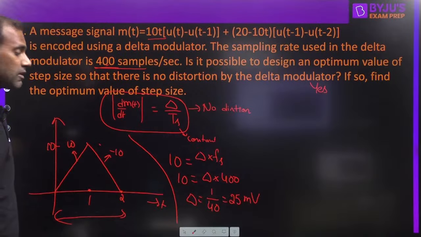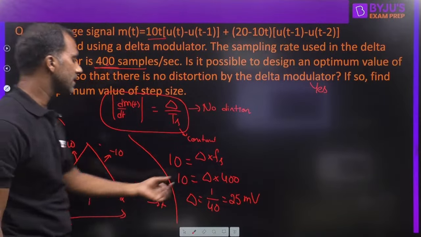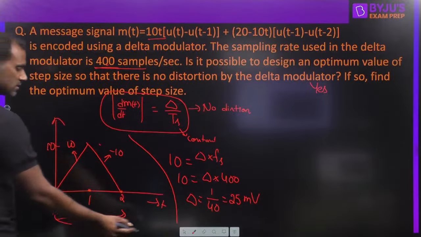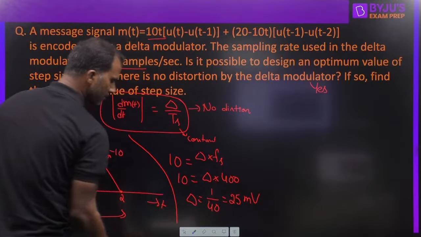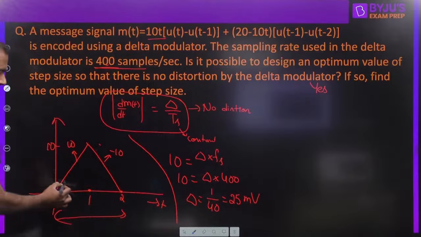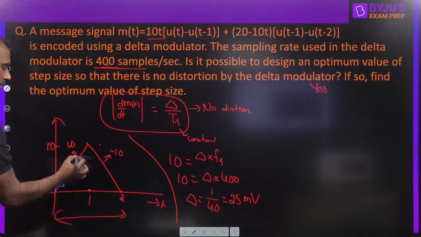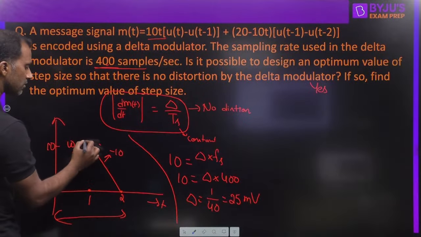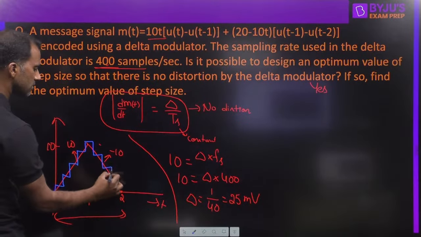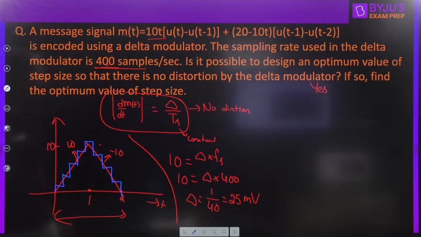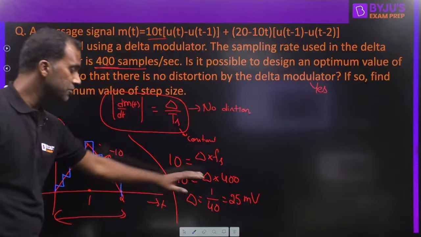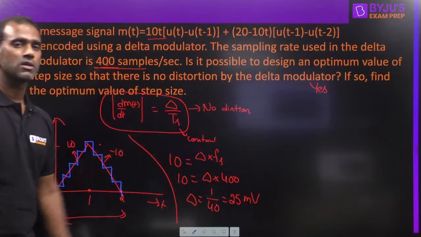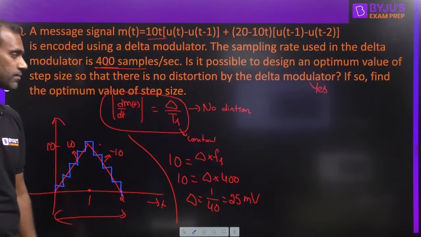Yes, 25 millivolts. So if you design the step size as 25 millivolts, then the staircase signal that we are going to have with the delta modulator will follow the signal correctly like this. If you take a bigger step size, it will not follow. If you take a smaller step size, it will not follow. Similarly on the other side also, something like this. If you choose a bigger step size, you will get granular distortion. If you choose a smaller step size, you will get slope overload distortion.